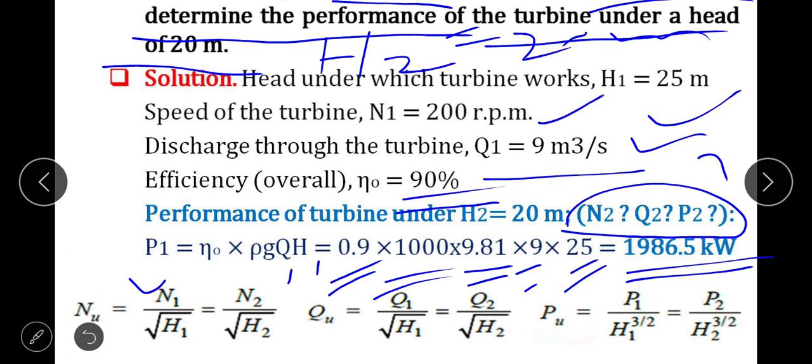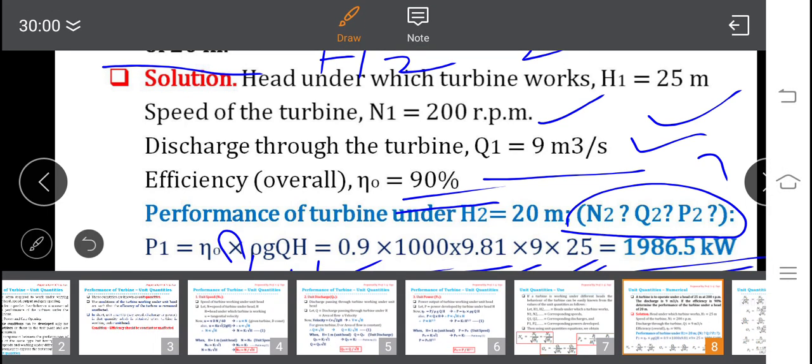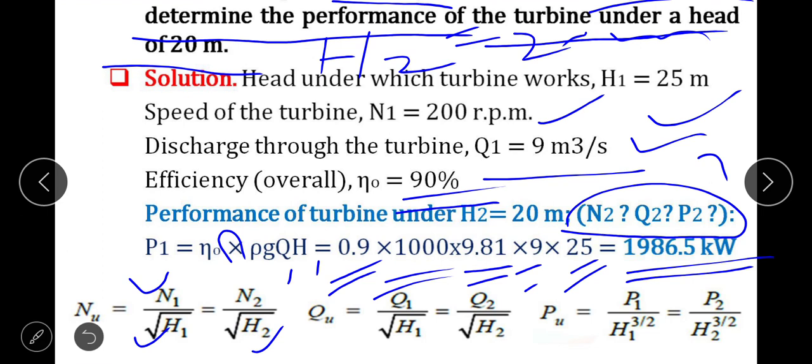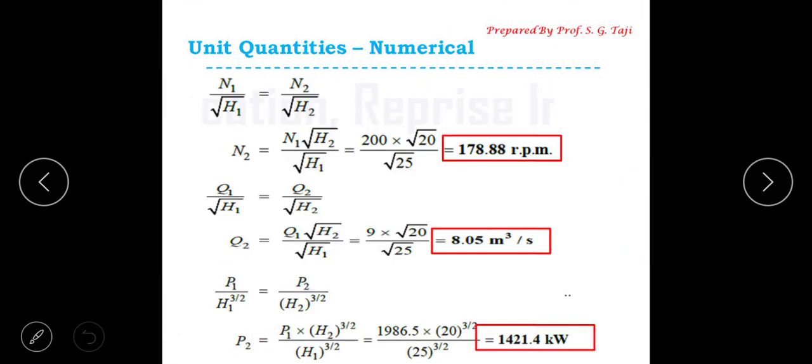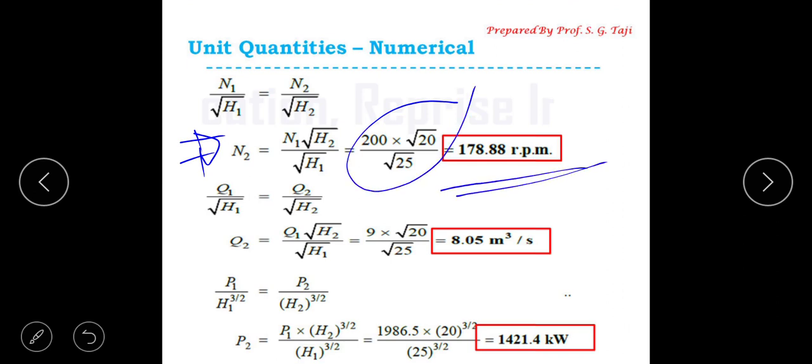Now we know the formula Nu is equal to N1 upon root H1 is equal to N2 upon root H2. N1 is known, H1 is known, H2 is given 20 meter, N2 you can find out. Therefore, N2 is equal to N1 root H2 divided by root H1. Substitute the values, you will get 178.88 rpm. Similarly, Q2 is equal to 8.05 meter cube per second, and P2 is equal to 1421.4 kilowatts.